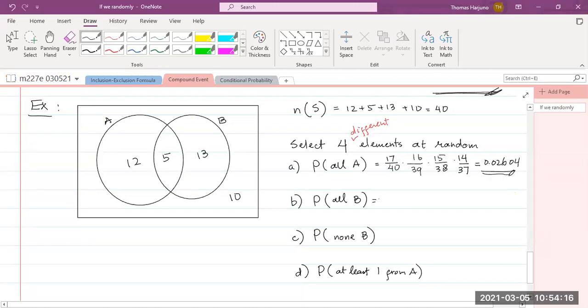What is the probability that all of them are B? So there are 18 B's in the group, right? In that circle in the Venn diagram. 18 times 17 times 16 over 38, 15 over 37. So that will be 0.03348.